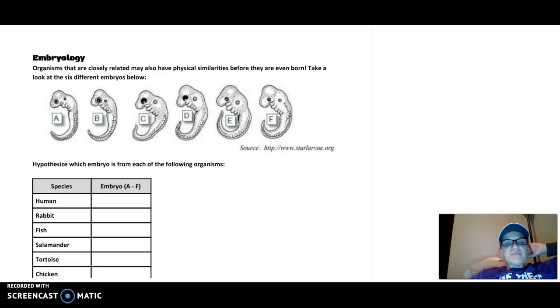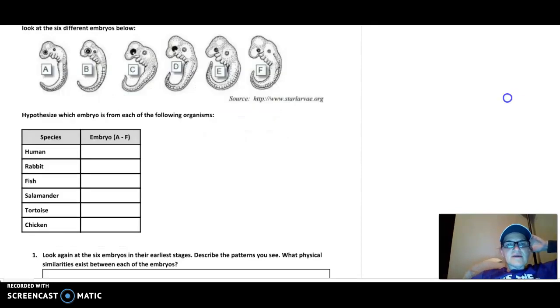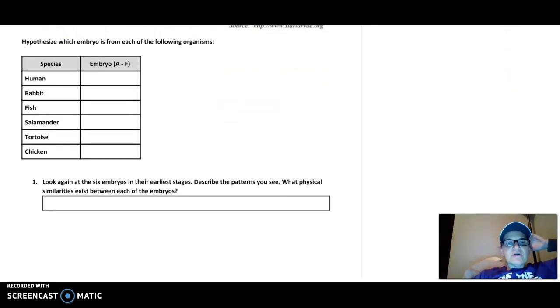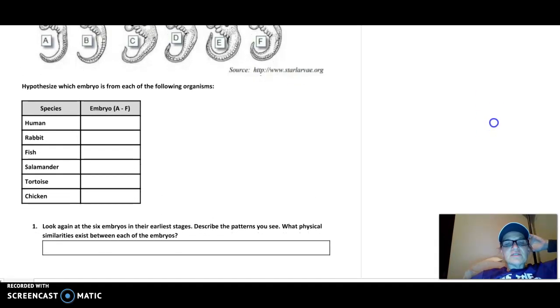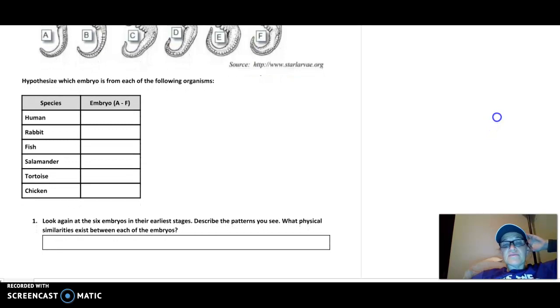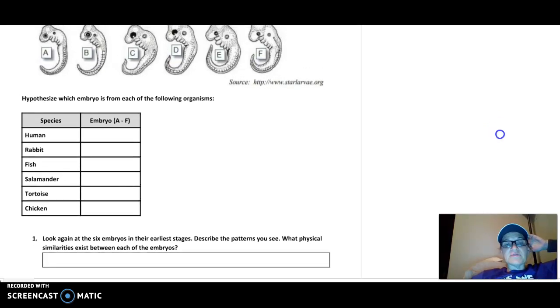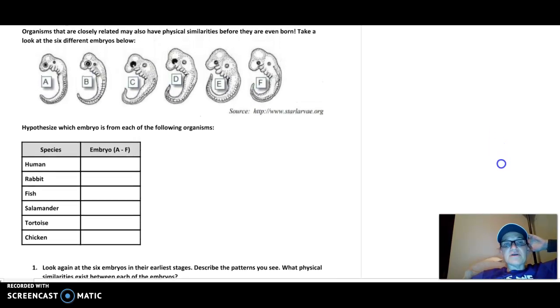So go ahead and hypothesize. You're guessing. You do not have to be correct. Fill in A through F, then go ahead and answer the questions. Look again at the 6 embryos in their earliest stage. These are the earliest stage that I'm going to show you. Describe the patterns you see. What physical similarities exist between each of these embryos?